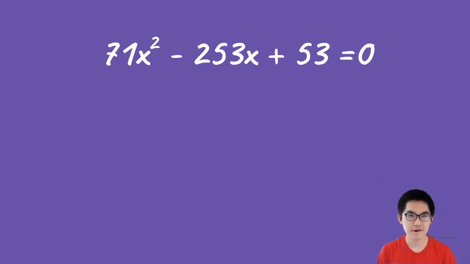So we have this scary looking equation, 71x squared minus 253x plus 53 is equal to 0. And we want to find the value of x that makes this whole expression equal to 0. So how do we do that? Well, we use something called the quadratic formula.